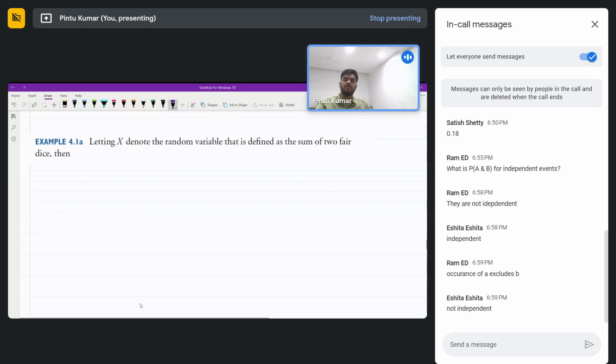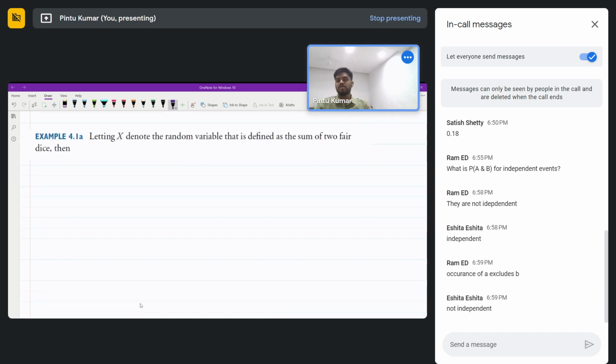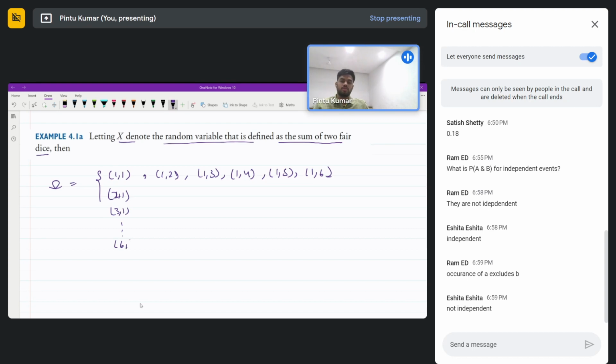So, here is another example. The example says, let X denote the random variable that is defined as the sum of 2 fair dice. Okay. So, you roll 2 dice. What is the sample space that you obtain? This is a sort of a big one. So, this is (1,1), (1,2), right? (1,3), (1,4), (1,5), (1,6), right? Here also you get (2,1), (3,1), (6,1), right?